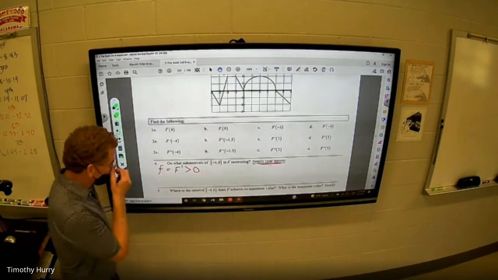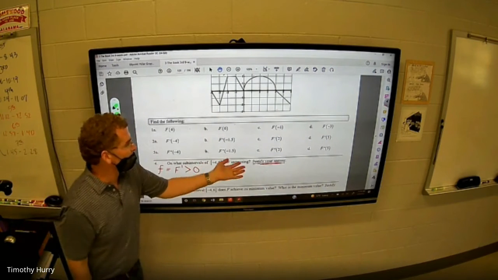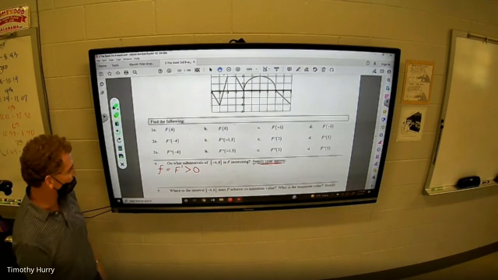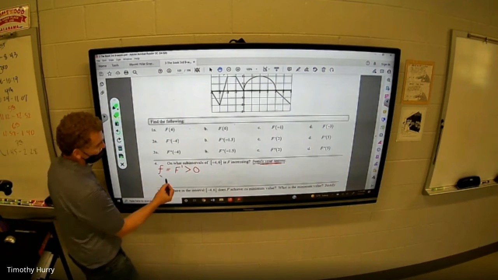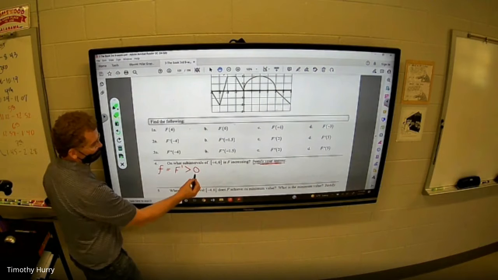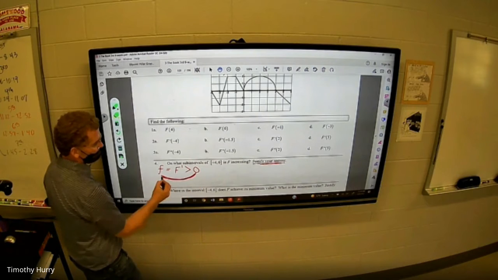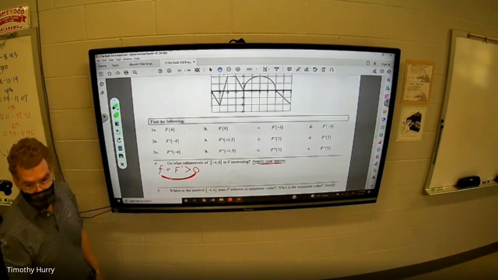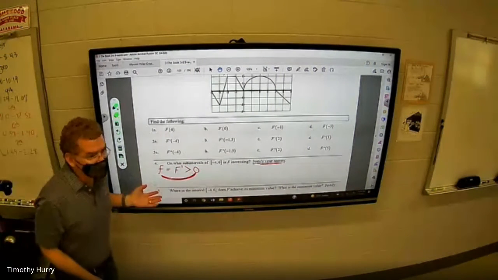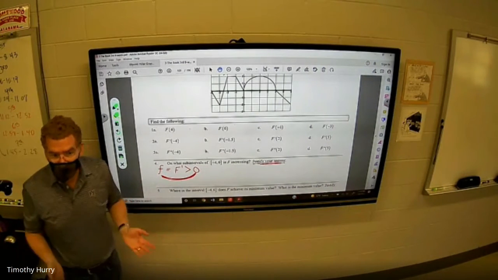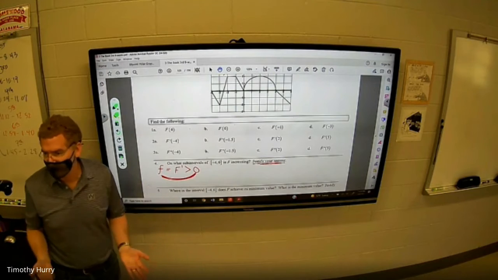Now, the other thing is, well, where on this little f graph is that true? So what am I really looking for? I'm going to the little f function, and I want to know where is little f greater than 0? And we already said little f were the y values. So where are the y values of f greater than 0?